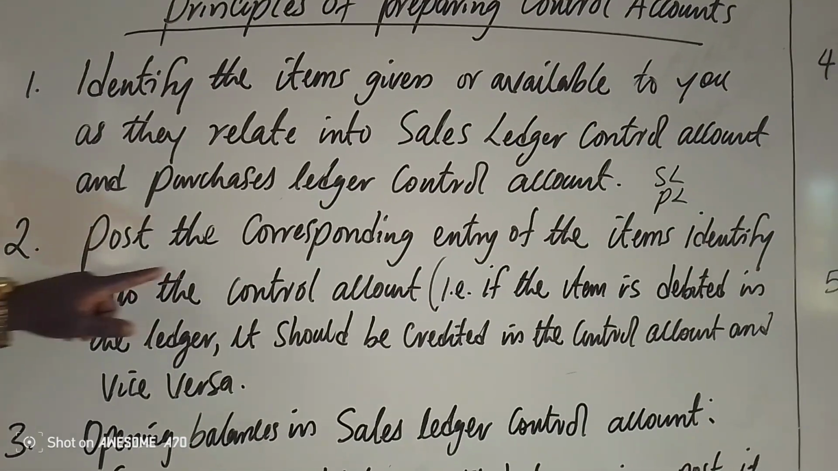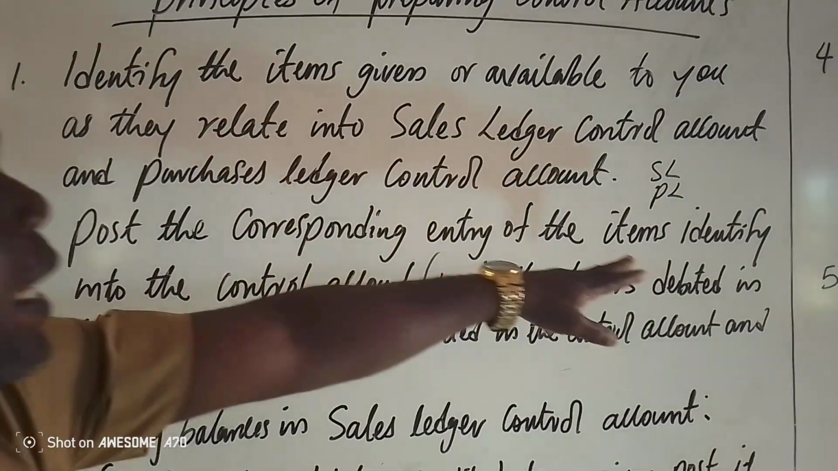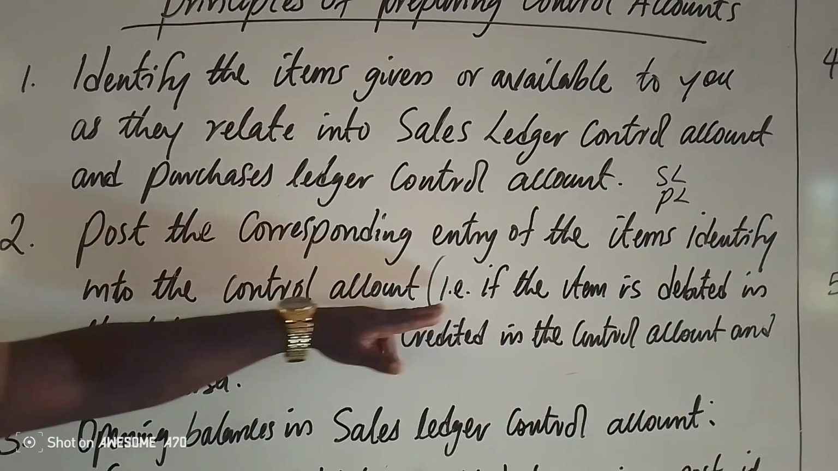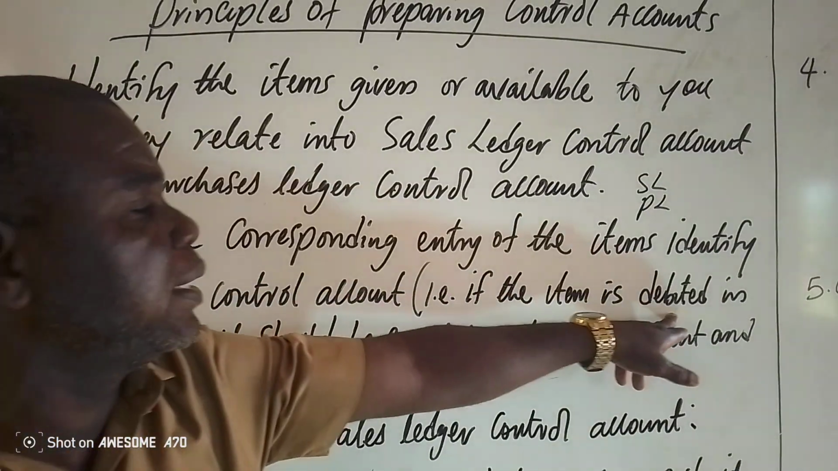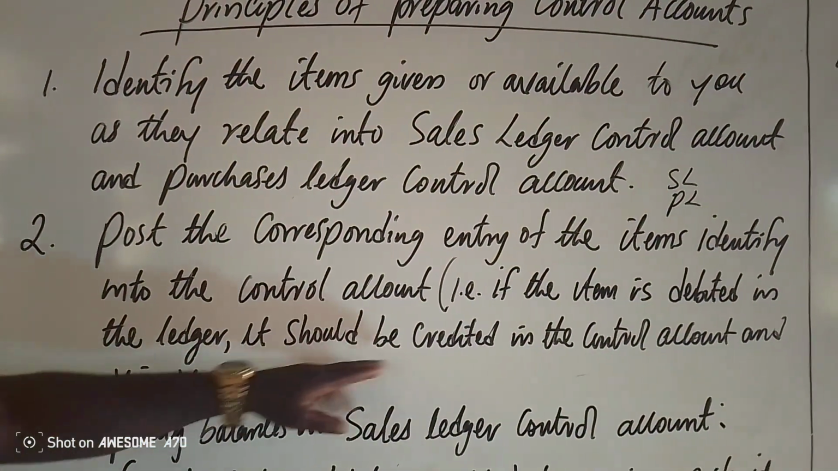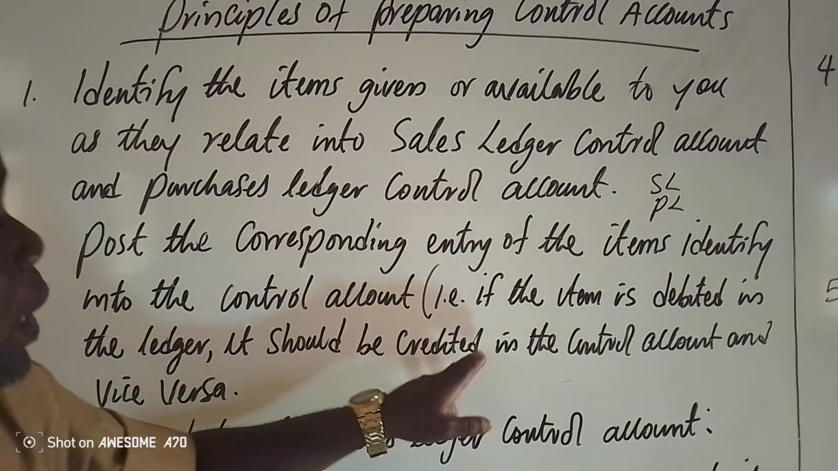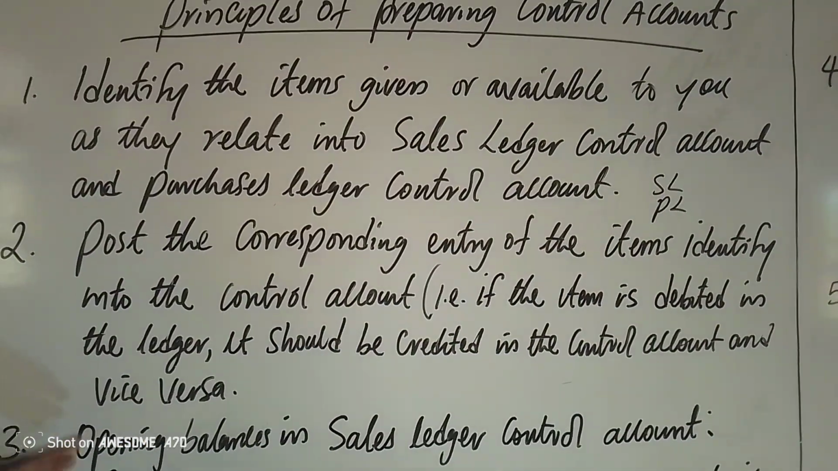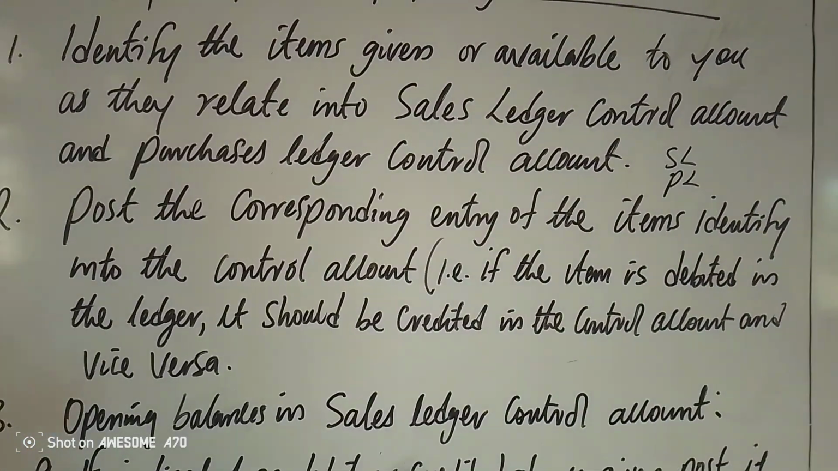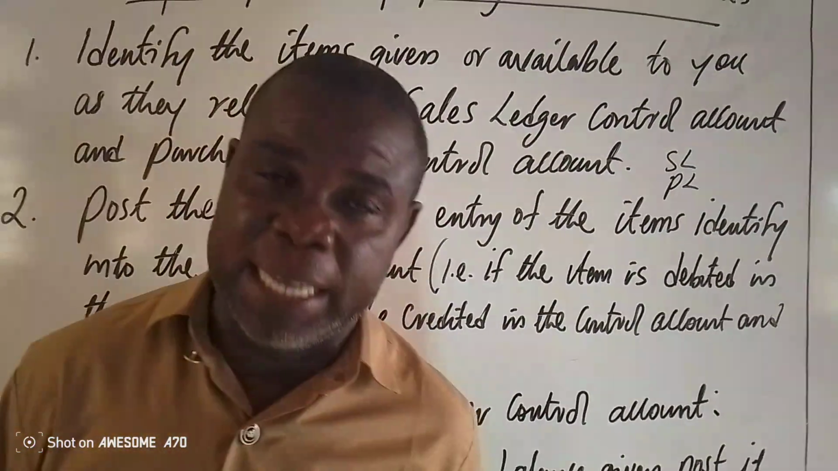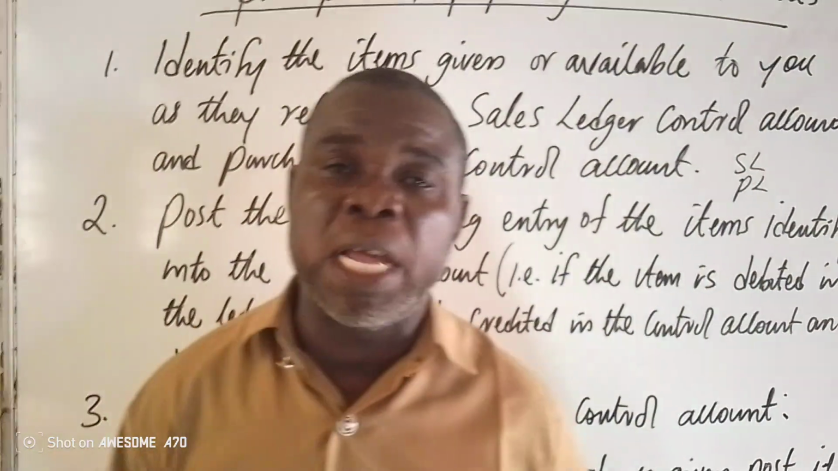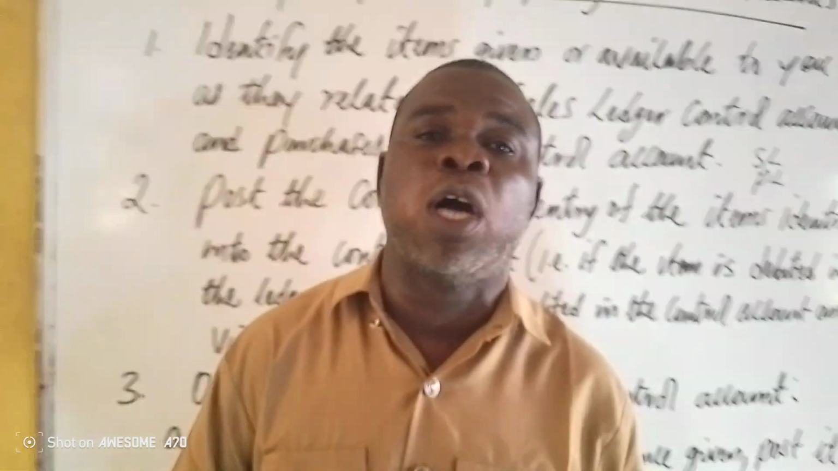We say that you post the corresponding entry of the item identified into the control account. That is, if the item is debited in the ledger account, it should be credited in the control account, and vice versa. Here we are saying that as you identify the items, whether they relate to sales or purchases, this is where the double entry principle comes in properly.